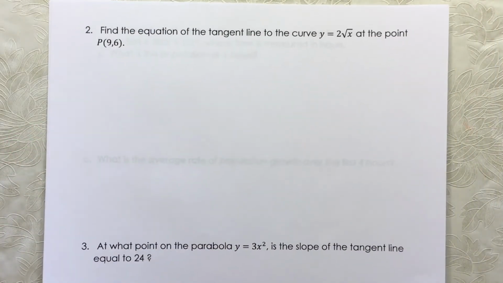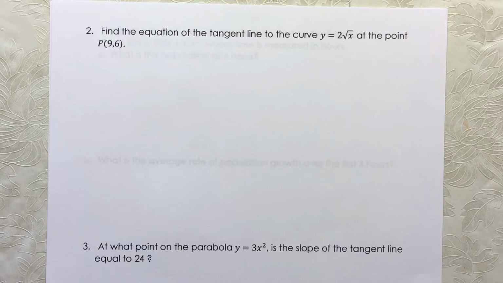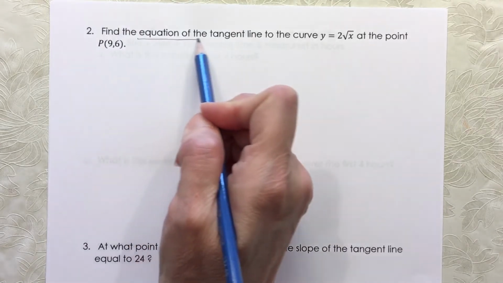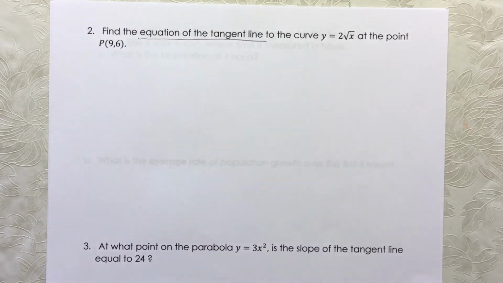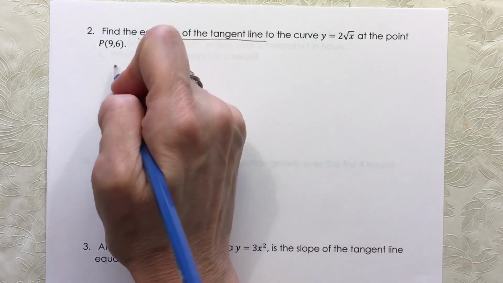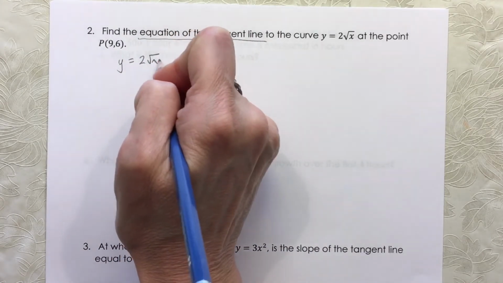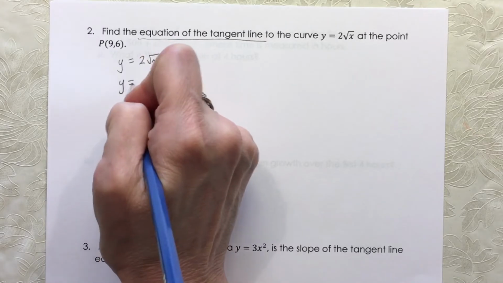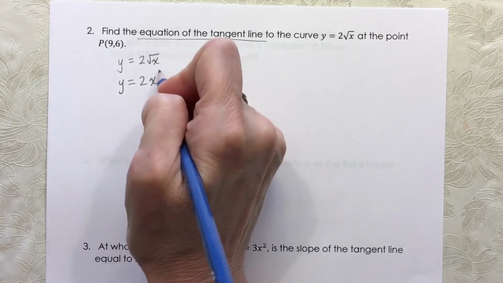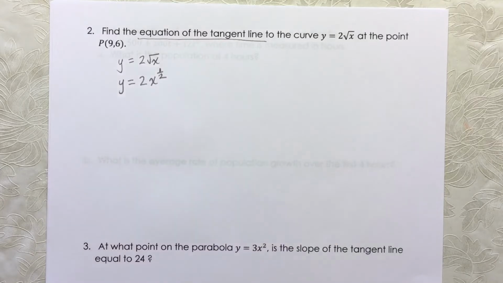Question 2 is an application. So find the equation of the tangent line. So not just the slope of the tangent, but the equation of the tangent line to the curve y equals 2 root x at the point P 9, 6. So we're going to start with y being 2 root x, and then I want to write it in exponential form, so y equals 2x to the exponent of 1/2.